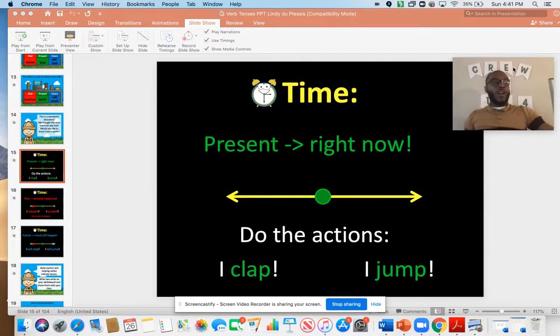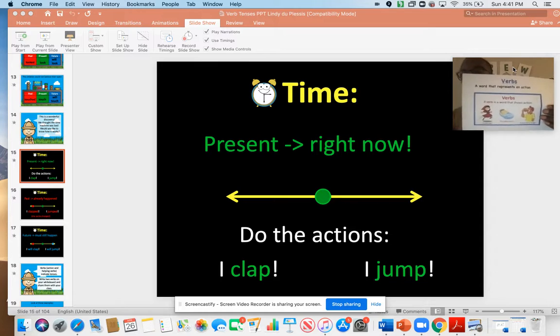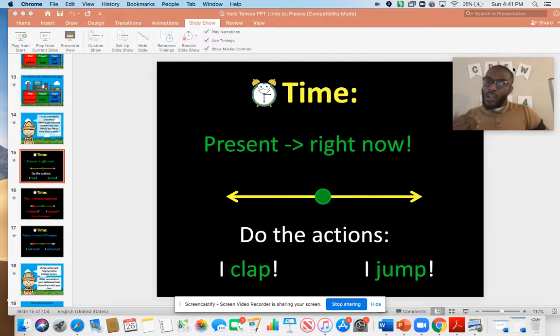So we already know that verbs are words that show action, like jumping and sleeping and eating and jogging and running. Those are all action words that help us with our parts of speech.